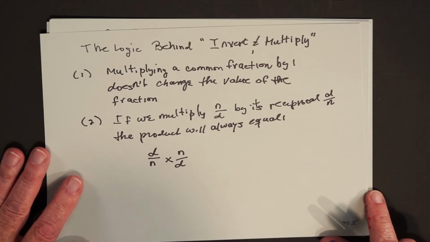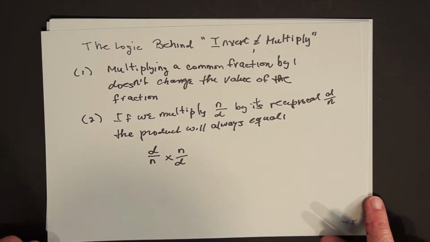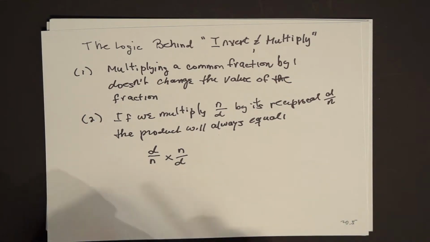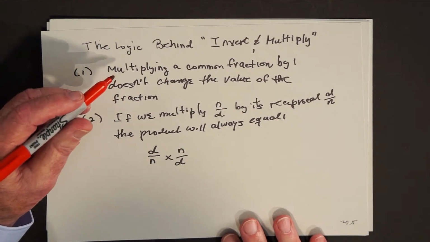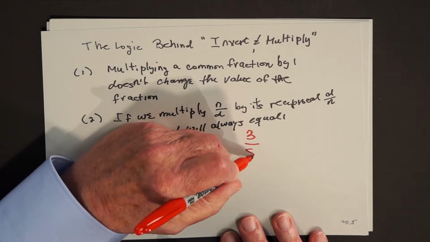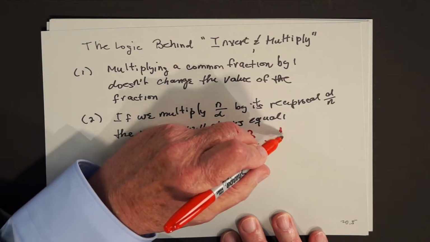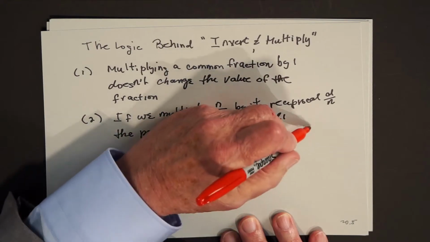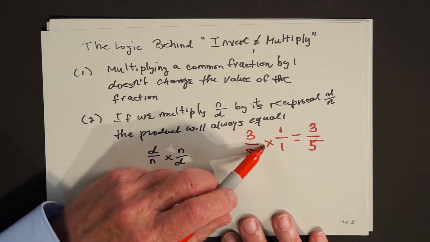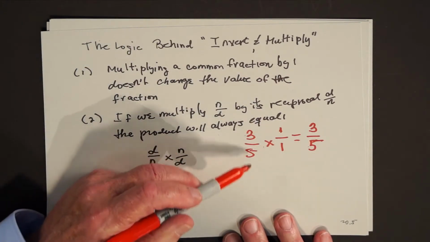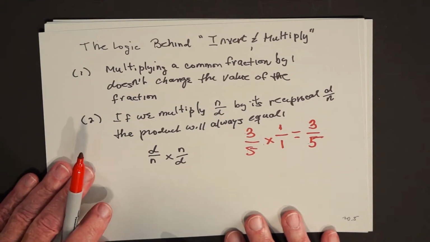So once and for all, let's look at the logic behind invert and multiply. I'm going to need two properties of multiplication to show you why this works, and I don't think it's hard to follow. The first one is if you multiply a common fraction by 1, it doesn't change the value of the fraction. So if you have 3/5, what's another way of multiplying by 1? It's 1 over 1. You multiply across, you get 3/5. And if you want to use the of interpretation, 3/5 of one cornbread is 3/5 of a cornbread. So is that one pretty easy? Okay, if you multiply a fraction by 1, you don't change its value.